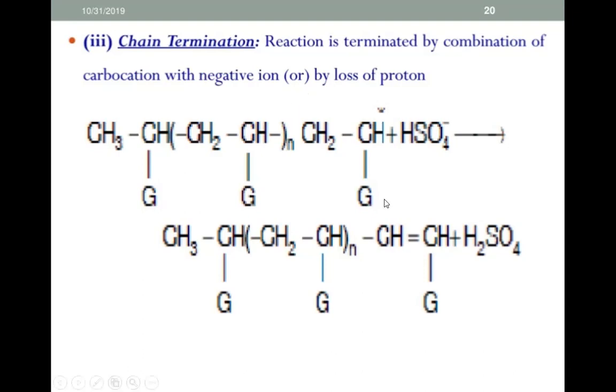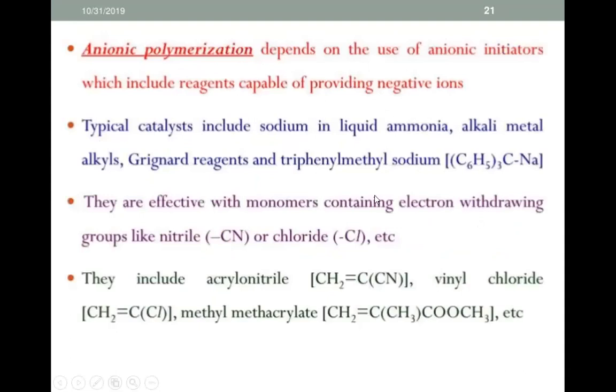So this is about the cationic polymerization. Coming to the next polymerization, it is the anionic polymerization. Anionic polymerization depends on anionic initiators. In the cationic polymerization, it depends on the cationic initiator. Obviously, in the anionic polymerization, it depends on the use of anionic initiators, which include reagents capable of providing negative ions.